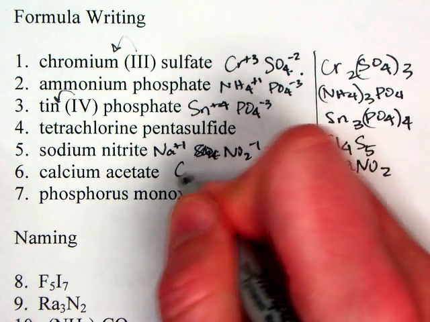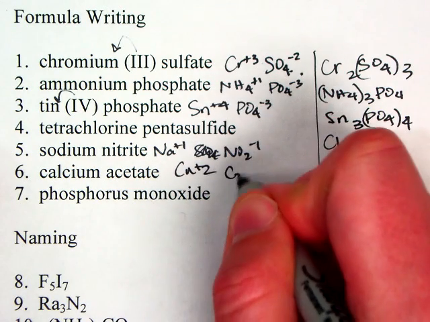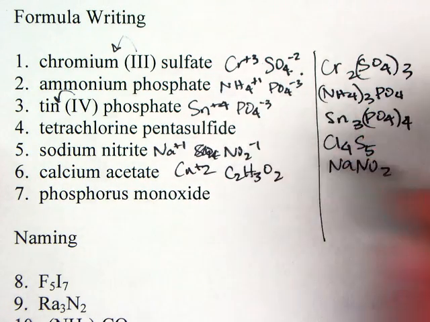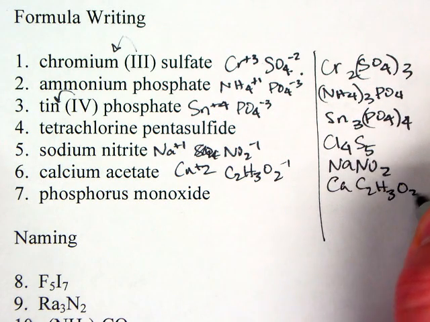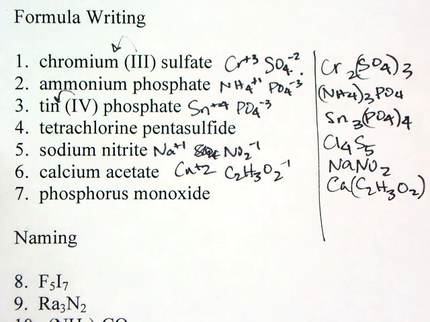Calcium acetate, calcium is +2, acetate is C2H3O2. Again, there's no prefixes, so I should be crisscrossing. It's a -1 there. And you get Ca(C2H3O2)2. And you need parentheses because there are 2 of them.